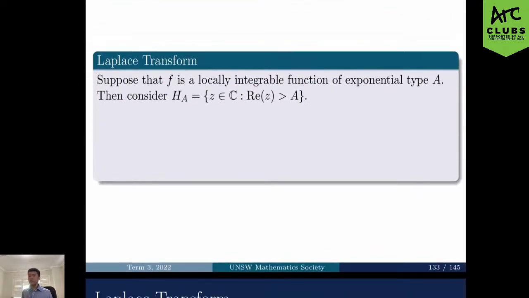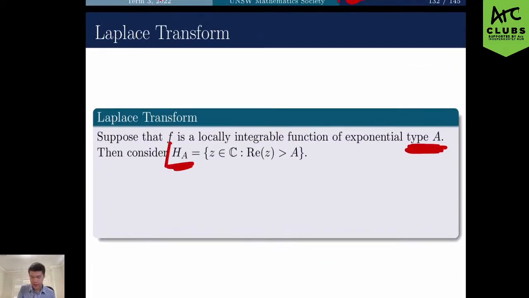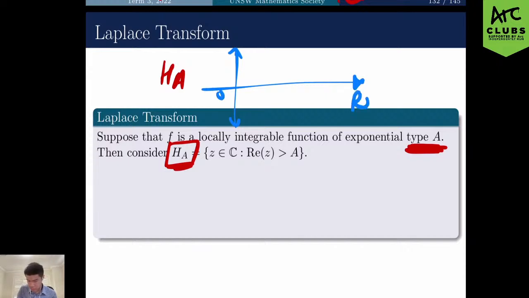So when we have a function that's exponential of type A, then what we do is we consider the half plane. This is called a half plane, H_A. And this notation is important for Laplace transforms. So we draw out the complex plane. And let's just say this is A. Then this half plane is equal to the set of all numbers such that the real part is greater than A.